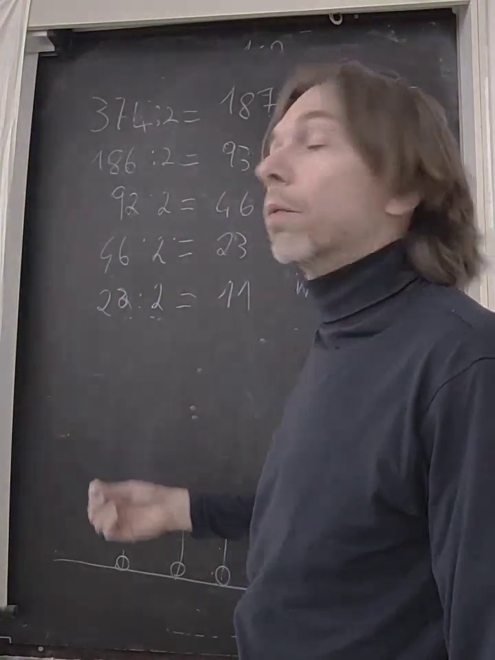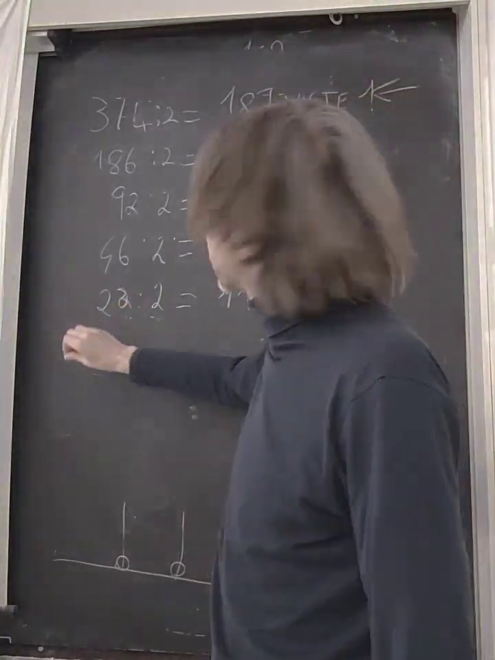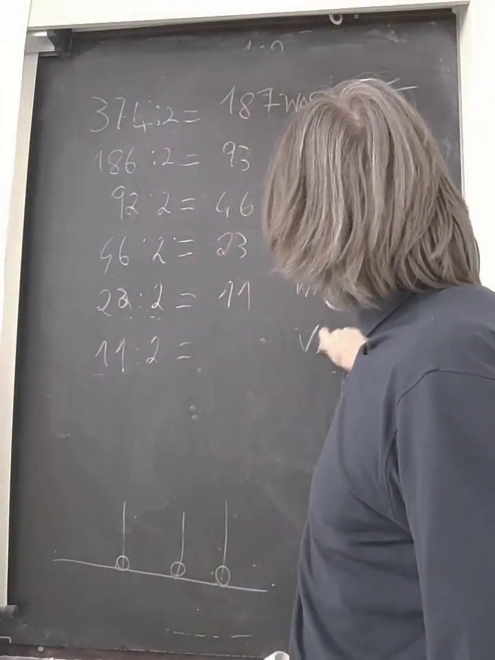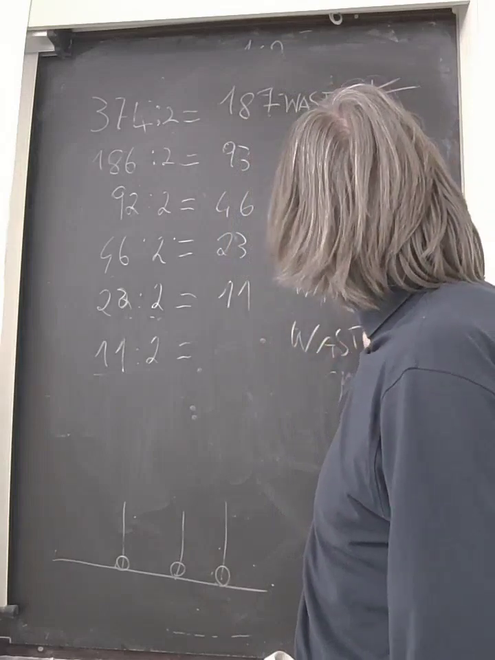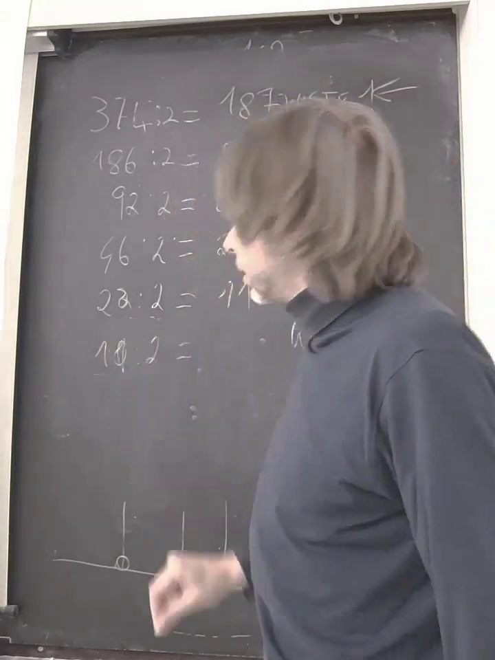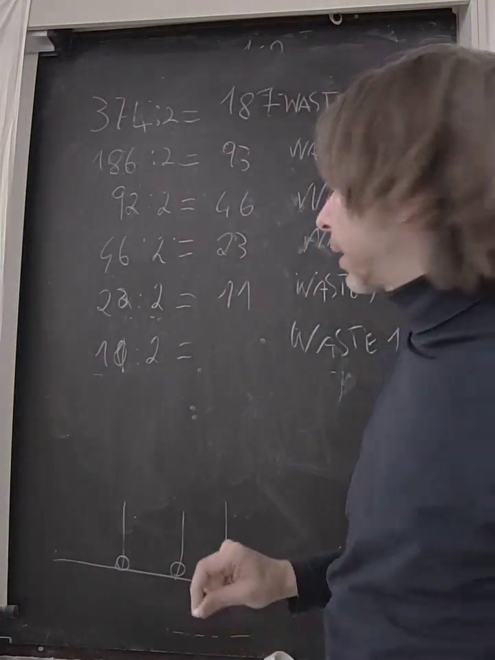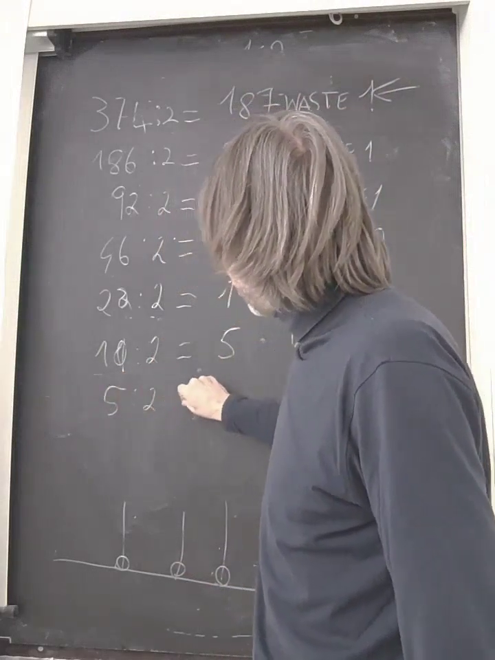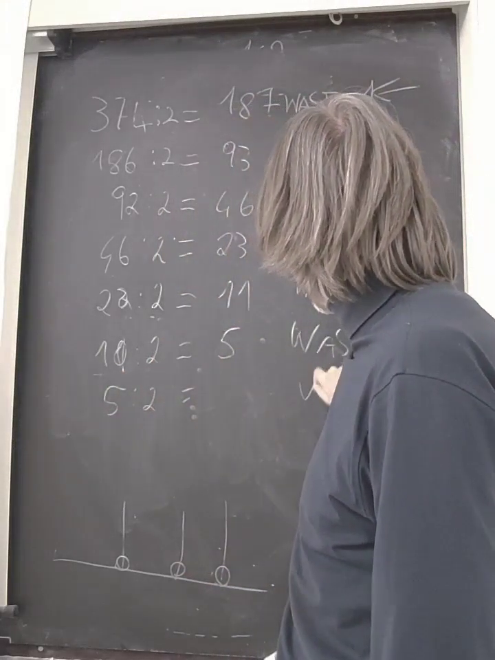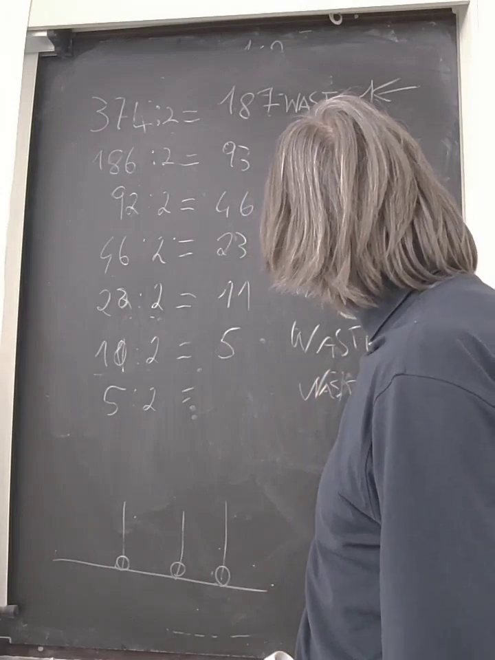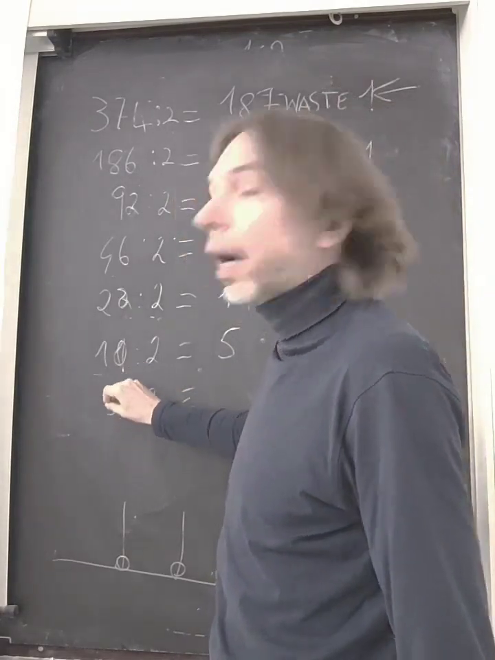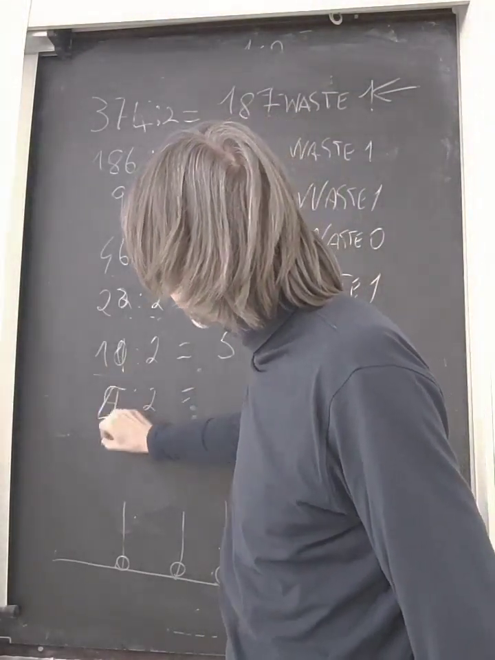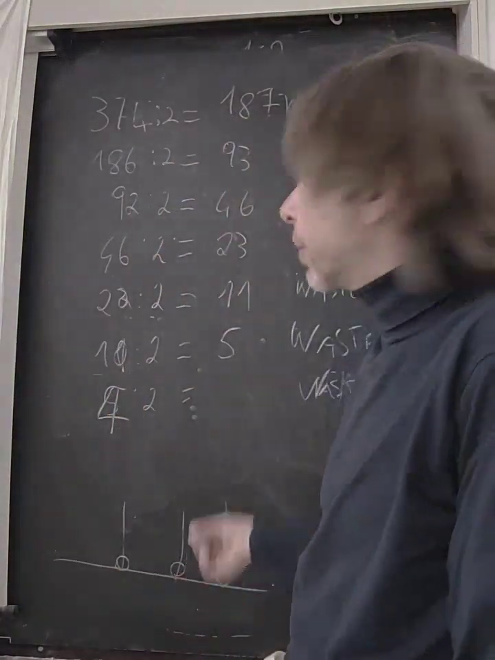11 is also odd, so in part. Waste of 1, and it becomes 10. 10 divided by 2 is 5. 5 divided by 2, waste of 1, and so I lower it by 1, and it is 4. But 4 divided by 2 is just 2.